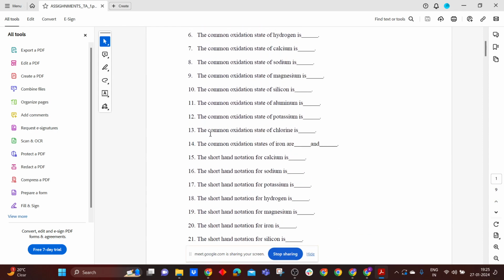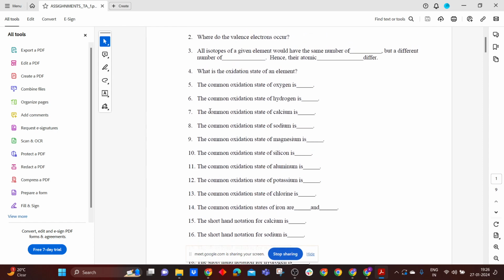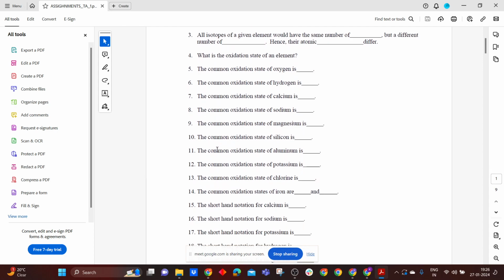And let me tell you, do you guys know, I have one more question, that is how to solve this question. If the question is about the oxidation state of aluminum, the common oxidation state of aluminum is +3, but there is one more oxidation state of aluminum. Can you tell me what that oxidation state is?